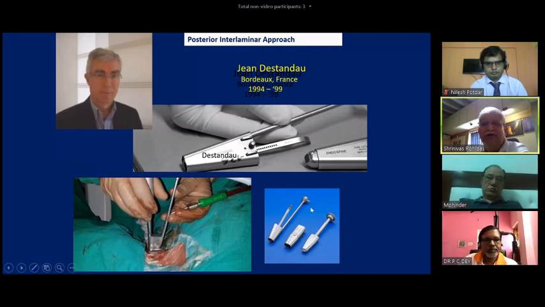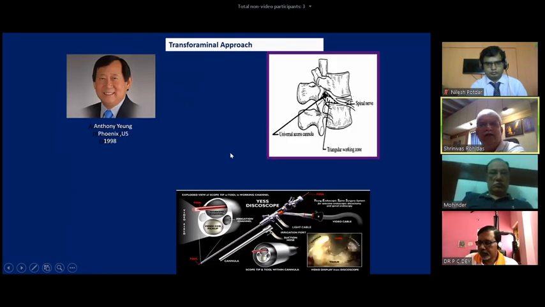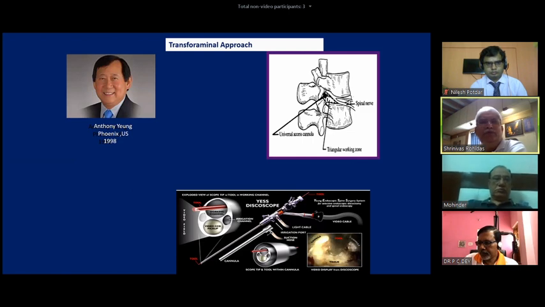This is the outer tube. This is the inner tube. And the third gharana is the transforaminal approach. They go far laterally into Kambin's triangle and they target the disc medial to the exiting root.